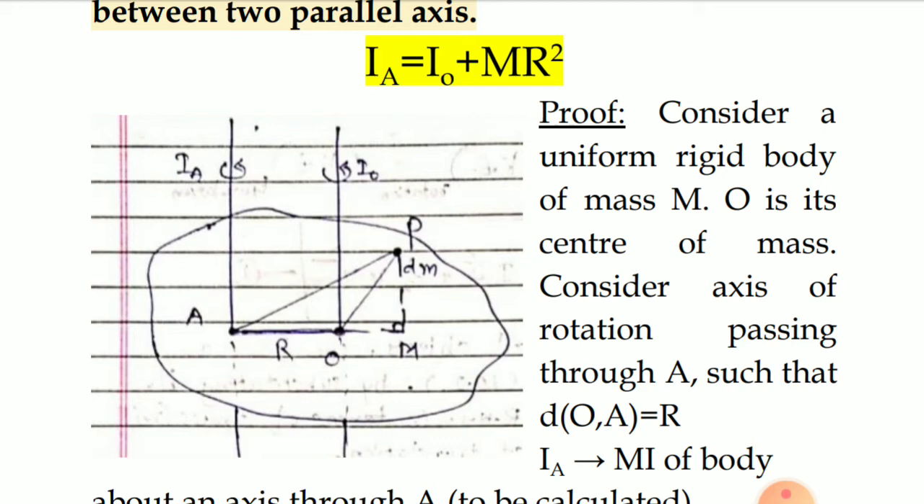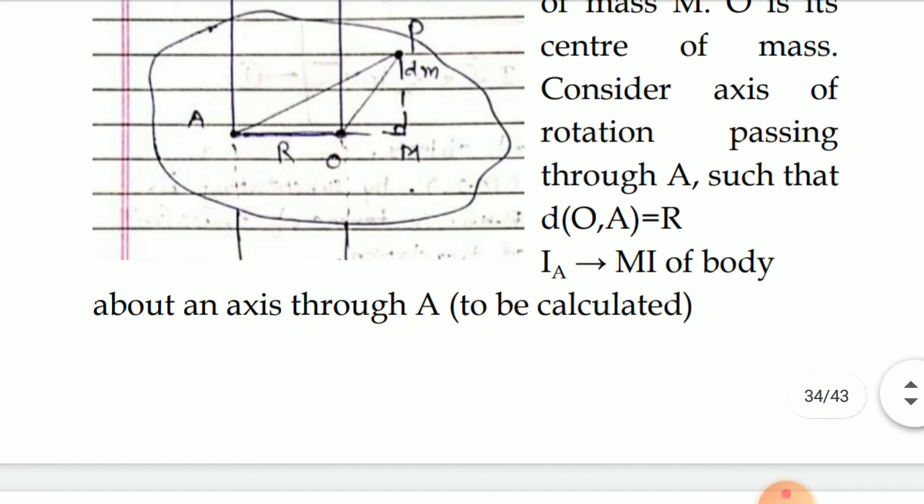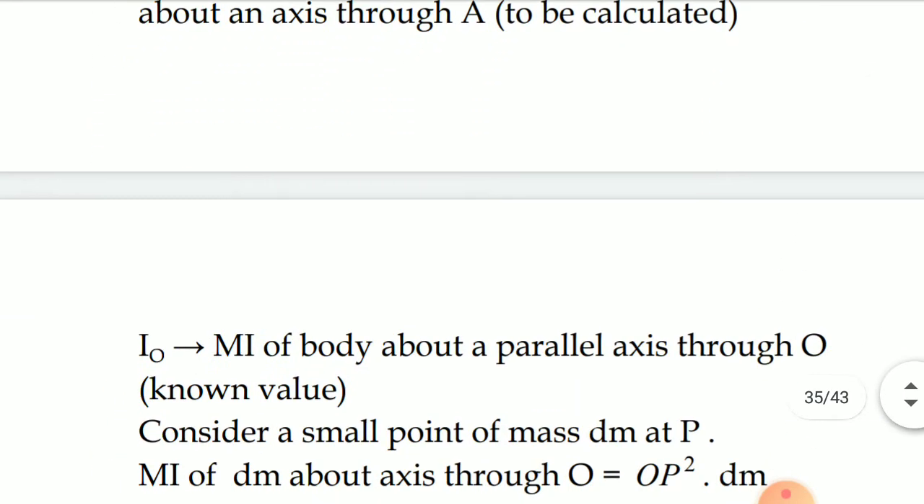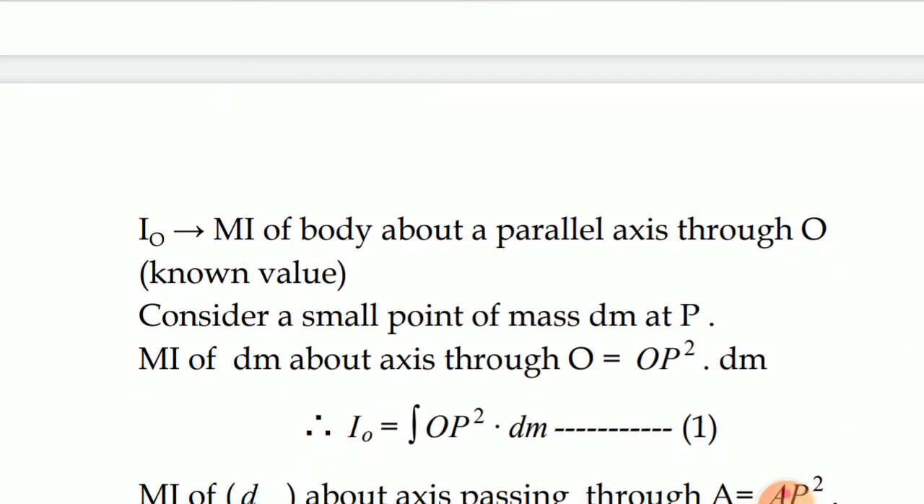We'll go for the proof of this particular thing, where we are considering a uniform rigid body of mass m. O is its center of mass, and we are considering the axis of rotation passing through A such that the distance between A and O is equal to R. I want to find what is the MI of the body about an axis passing through A. That Ia we have to calculate, whereas IO, the moment of inertia about a parallel axis but passing through O, is known to us.